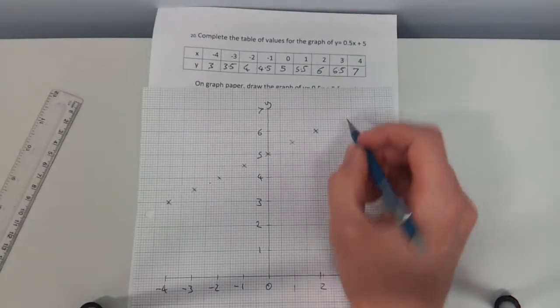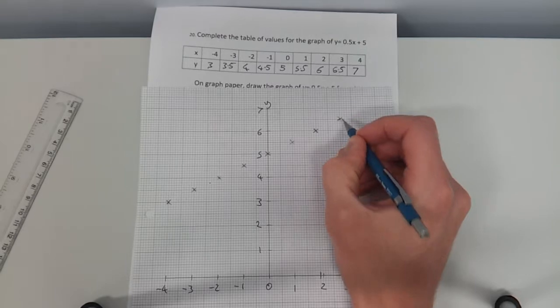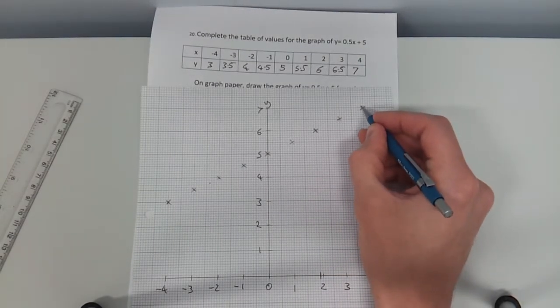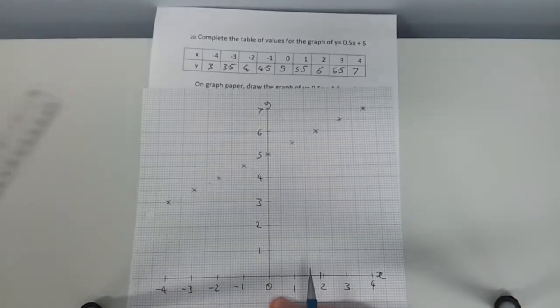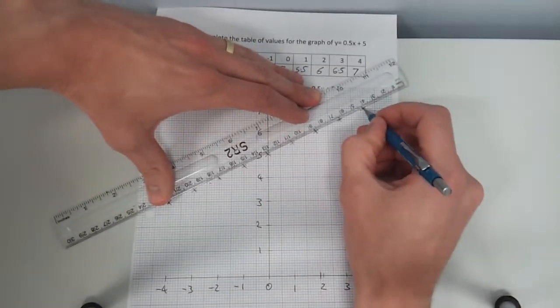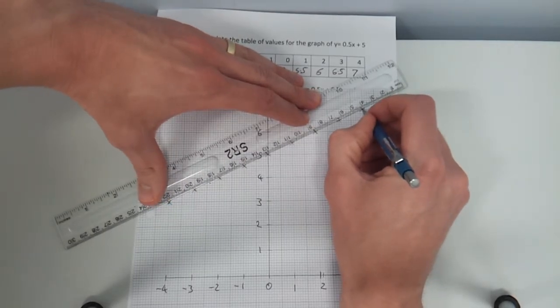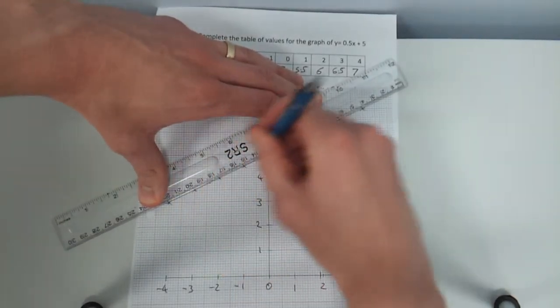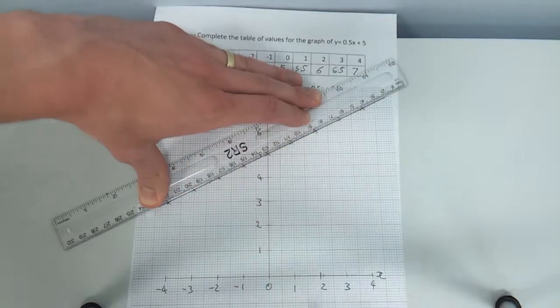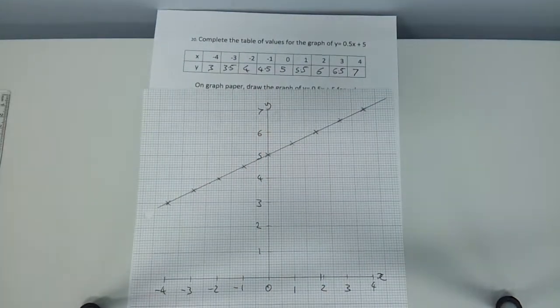So when x is 3, y is 6.5. When x is 4, y is 7, which is up here like this. So then what we can do is we can take those points, and they should form a nice straight line because we've got a graph that takes the form y equals mx plus c. And we can scooch that across there like that.